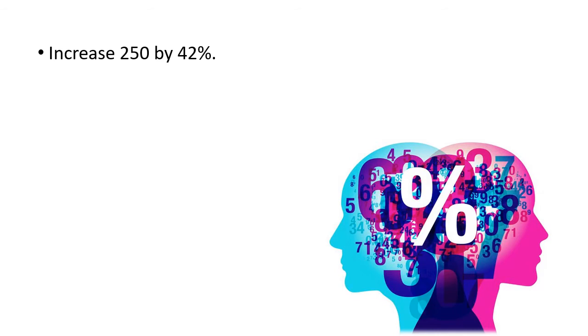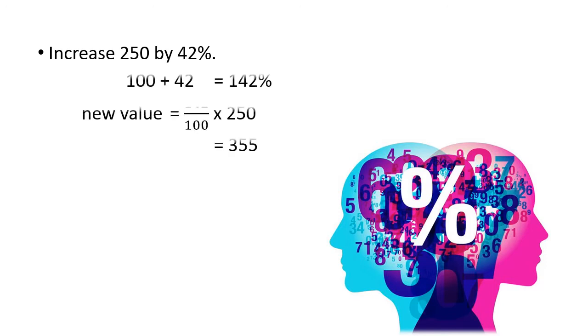Now you can check another example also. Increase 250 by 42 percent. Here it is an increase. For the increase, first of all we take the percentage amount, 42 percent. We have to add it to 100 because an increase is there. Then 100 plus 42, 142 percent. Then we have to find the new value. So first take that new percentage, 142 divided by 100. Multiply by the amount 250. After simplifying this, the final answer is 355.